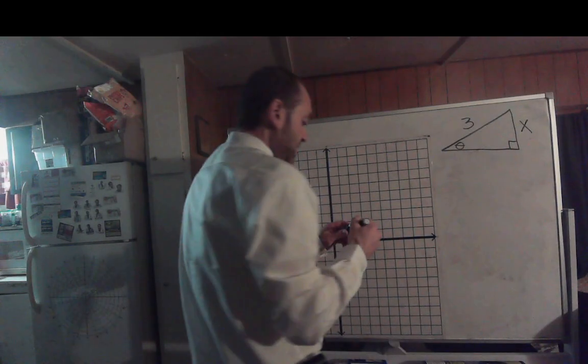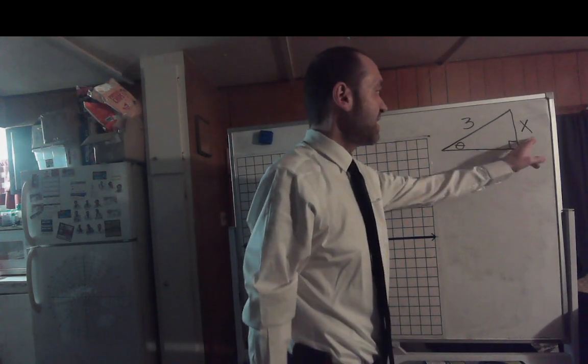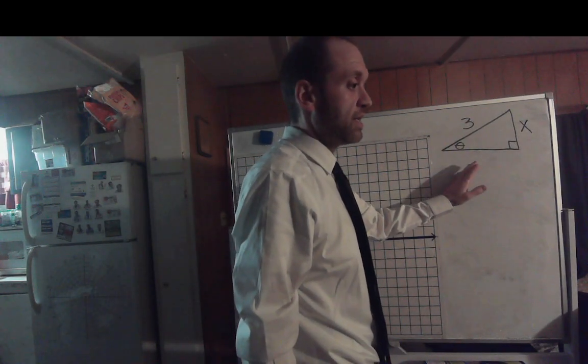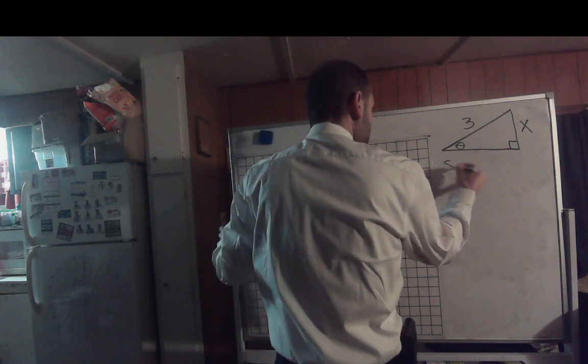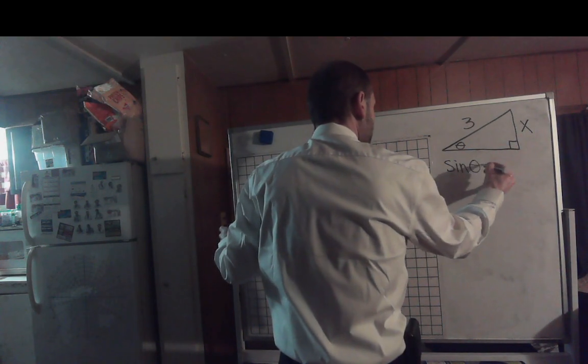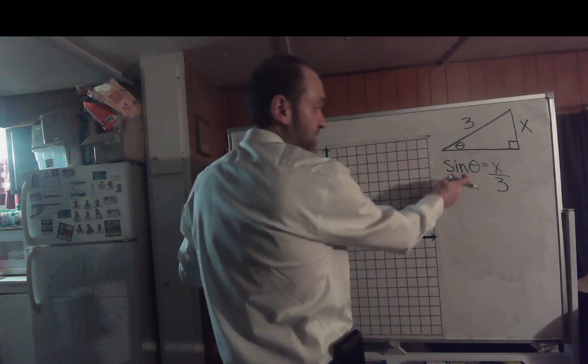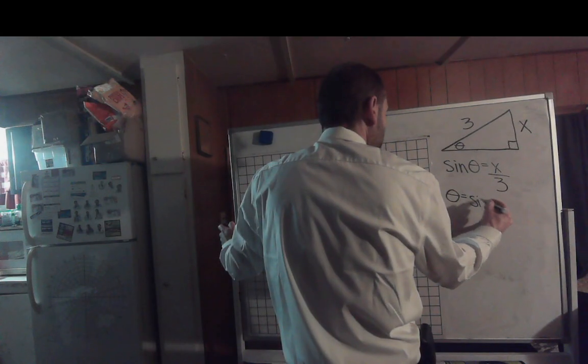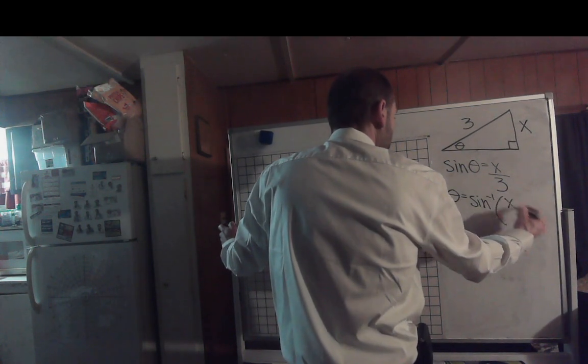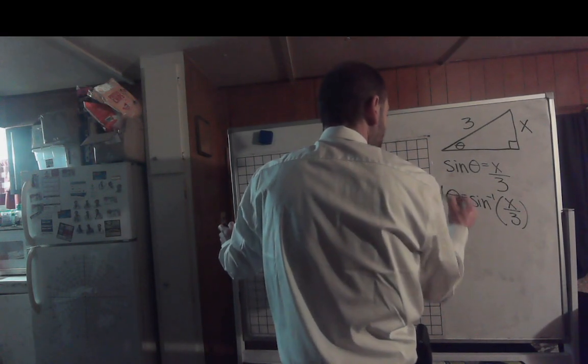Alright, so we have x over 3. We have x and 3. So you have angle theta, you have side x and 3. So how do these relate? If you take the sine of theta, you would get x over 3, right? So the sine of theta equals x over 3. So how can we find theta? You have a sine, so take the inverse sine of both sides. So that means that theta is going to equal the inverse sine of x over 3.